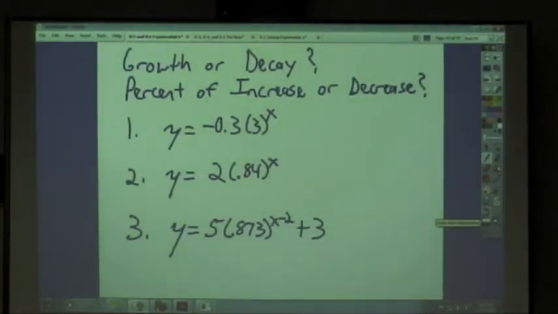Alright, so here's the first 3 problems. I want you to know if it's growth or decay, and I want you to find the percent of increase or decrease. Pause it.